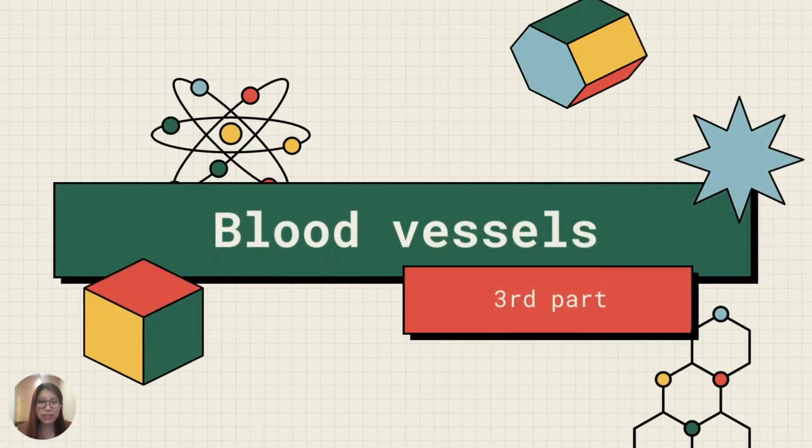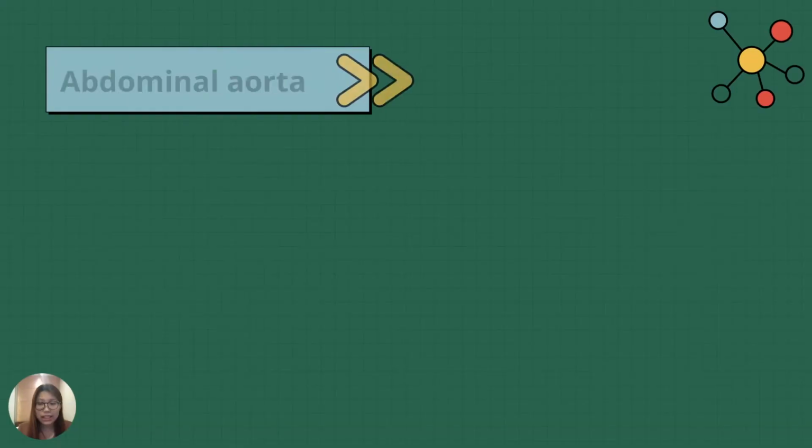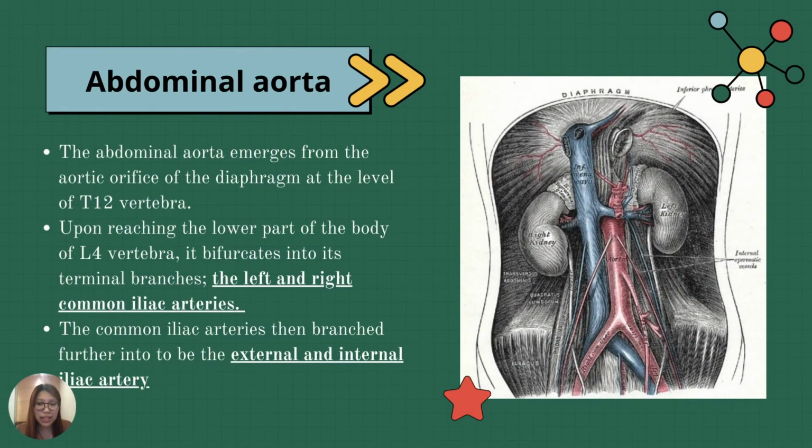So next is the blood vessels of the posterior abdominal wall. The abdominal aorta emerges from the aortic orifice of the diaphragm at the level of the T12 vertebra. It begins its course anterior and to the left of the vertebral column, and it continues downwards for about 10 cm. Upon reaching the lower part of the body of the L4 vertebra, it bifurcates into its terminal branches, to the left of the medial plane: the left and right common iliac arteries. Common iliac arteries then branch further into the external and internal iliac arteries.